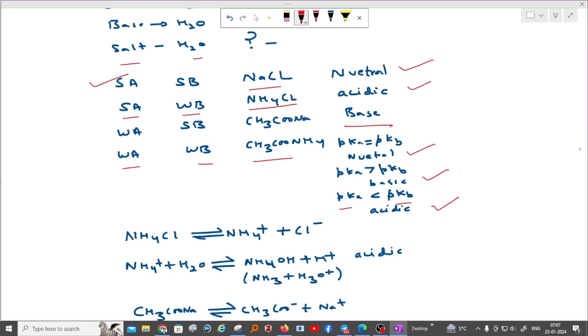That we'll see in the coming lecture. That if pKa is equal to pKb, then this will be neutral. If pKa is greater than pKb, it will be basic. If pKa is less than pKb, it is acidic.